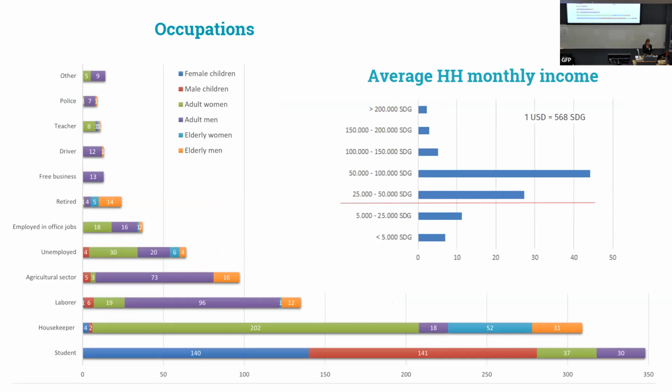Occupation, I'm not getting into it, but we collected information about different jobs that people are currently doing and the average household monthly income they have. The red line is the extreme poverty line. So above this threshold, they are really, really poor and have no means to move, actually. But the other ranges are not very much higher. So they are all poor, we can say, in this region.